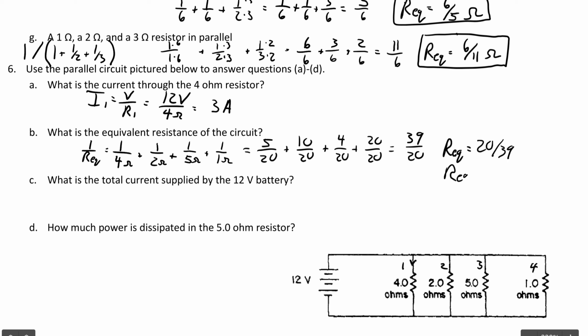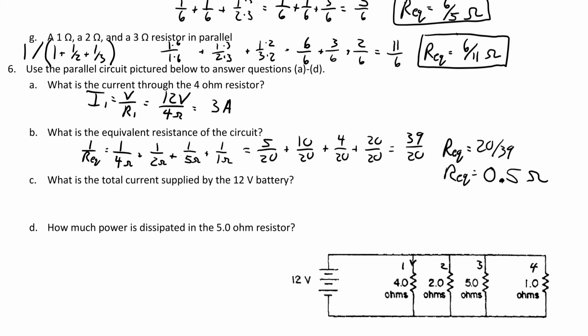And you should get an answer of 0.5128, so about 0.5 ohms, right? Because 20 over 40 would be 0.5 exactly. So this is a little bit more, 0.51, blah, blah, blah. Okay, so 0.5 ohms. Let's use that.